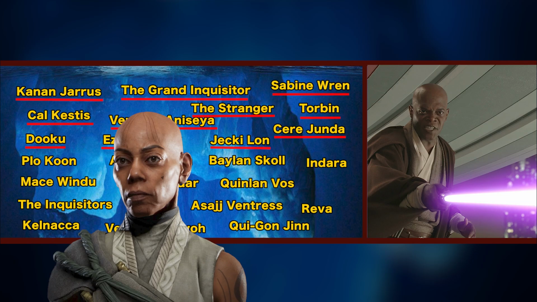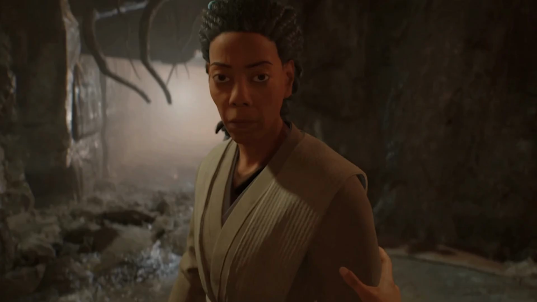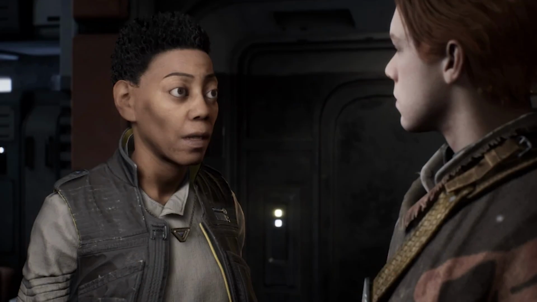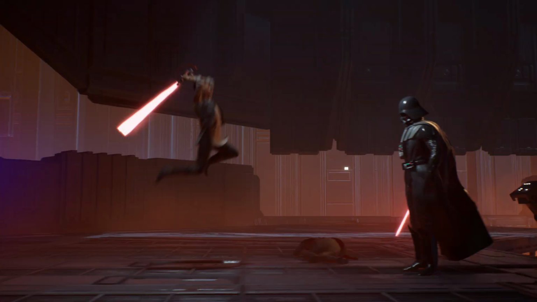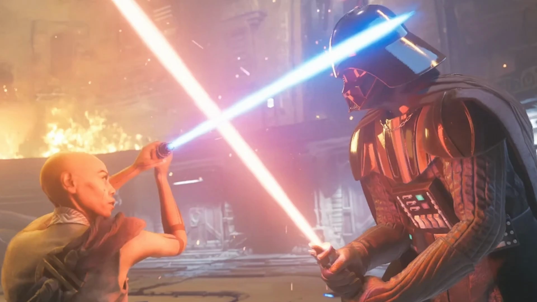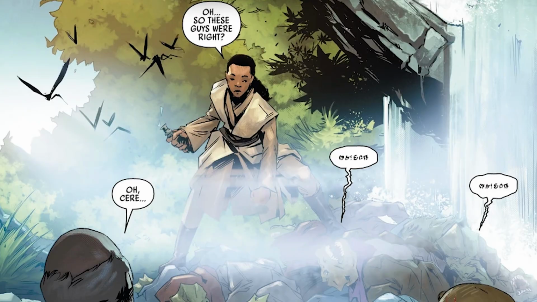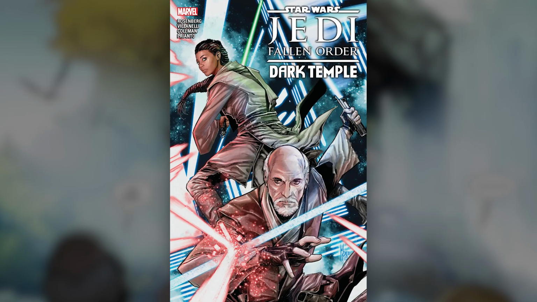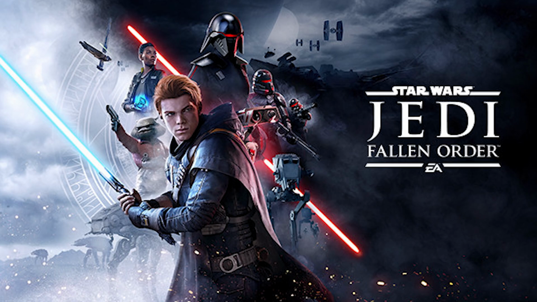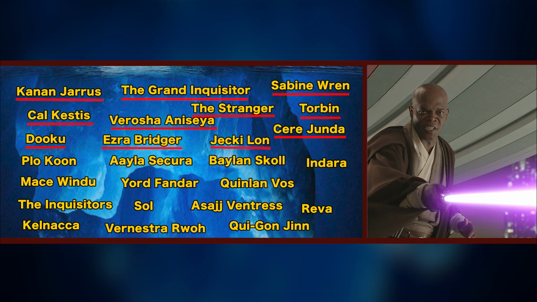After this, there's Seer Junda. She was a Jedi who survived Order 66, but fell to the dark side and decided to shut herself off from the Force. She later met up with Cal Kestis, and even fought Vader twice, dying the second time. She even helped establish the Hidden Path to help Jedi after Order 66. She first appeared in the Jedi Fallen Order Dark Temple comic series ahead of the video game Jedi Fallen Order.